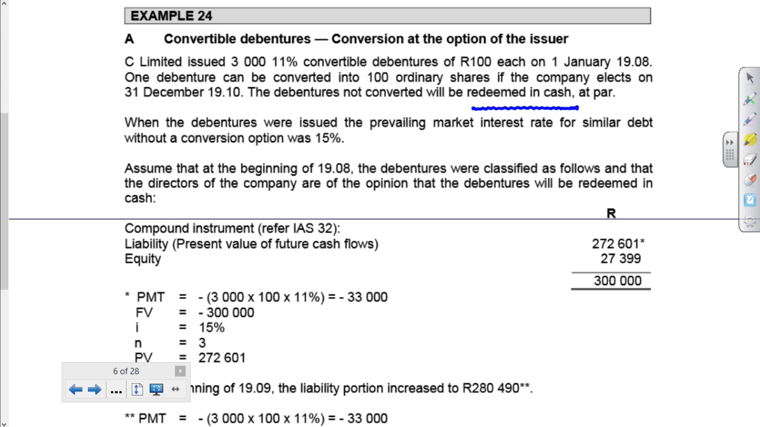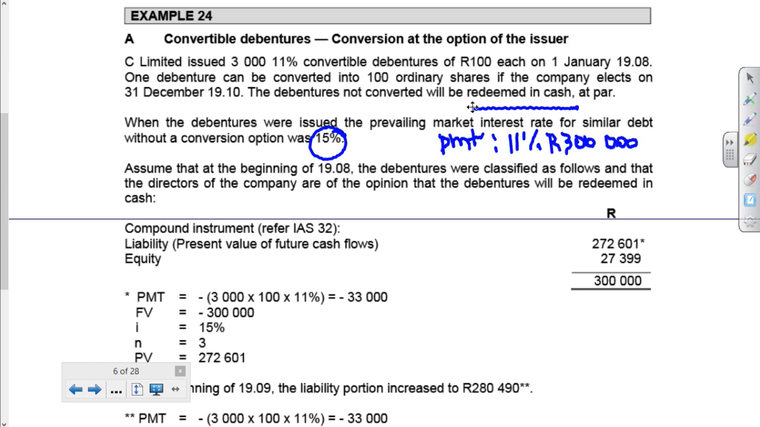When the debentures were issued, a prevailing rate for similar debt without conversion was 15%. We're going to work out the present value of the liability by looking at the cash that will be paid at the market rate for similar debt with no conversion. Yeah, so if we look at that cash that will be paid, they were 11% debentures, so the payment is 11% of 300,000.